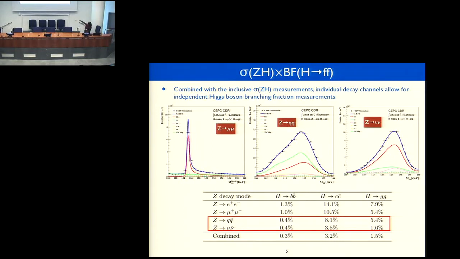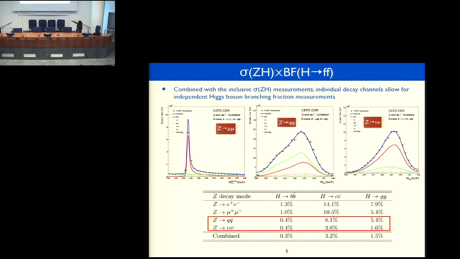But if you look over to the other two tags, where Z goes to either hadronic decays or into the two neutrino decays, you see that they don't have an impressive mass peak. But because of the enhancement in the branching ratio of the Z decays, you get significant improvement if you're looking for the overall, let's say, number of events.